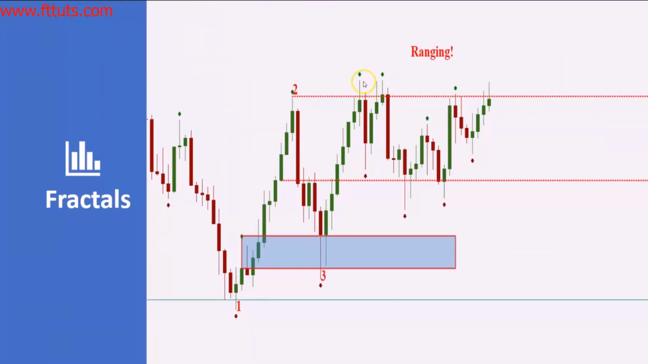And you can see what happened. The market pulled up here, couldn't go any farther, and then it ranged in this area.